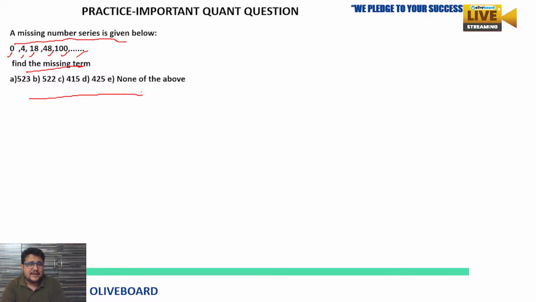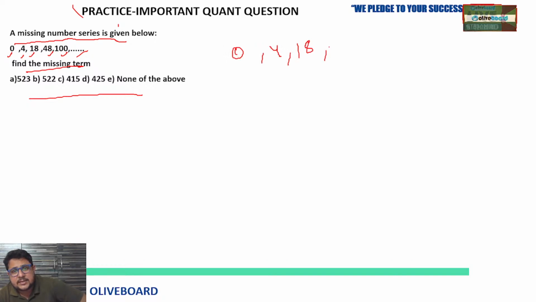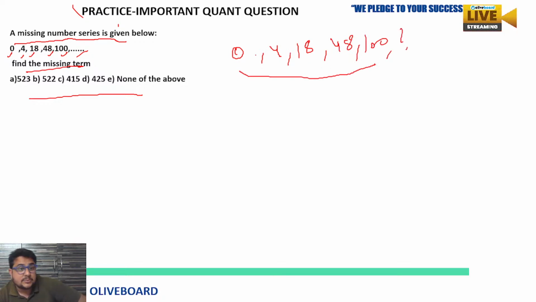This is the right interesting one. What kind of logic is going on, that only you need to understand, then you can easily solve it. See this one, I am telling you 0, then 4, then 18. It is a basic common series, right? The most common series and asked many times in the exam, right? In various exams also, different exams. So it is the important one. This pattern you must know.